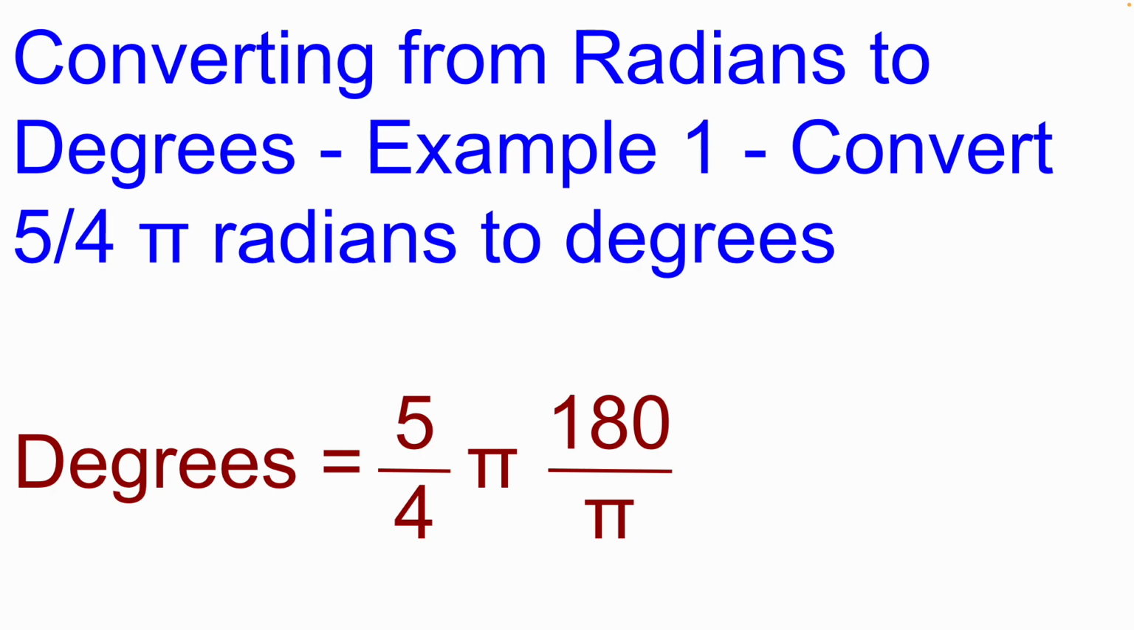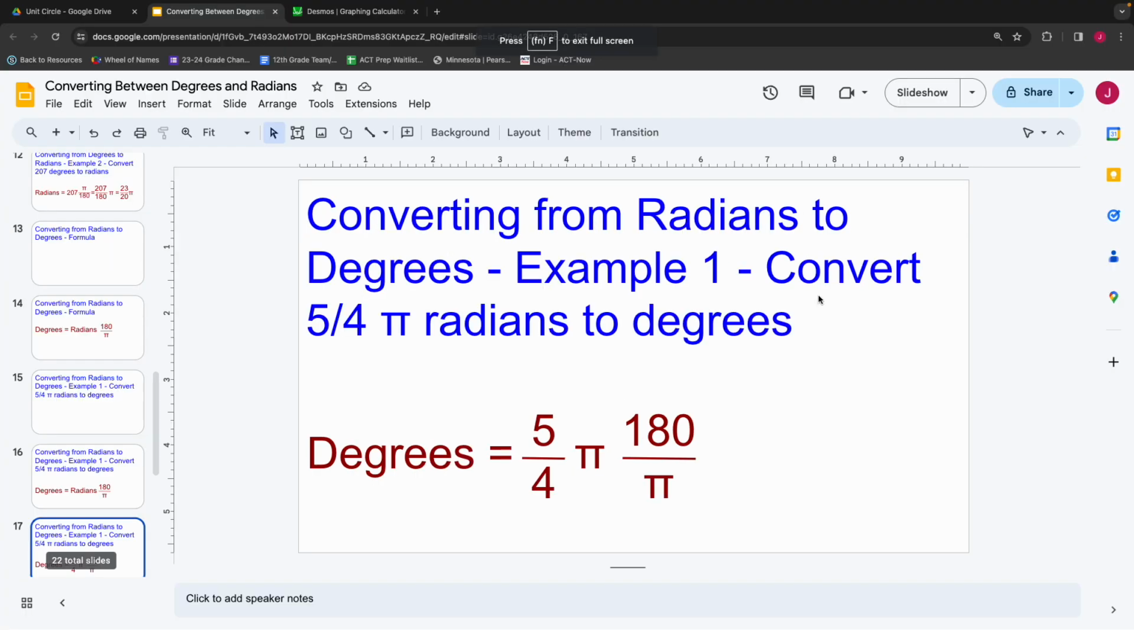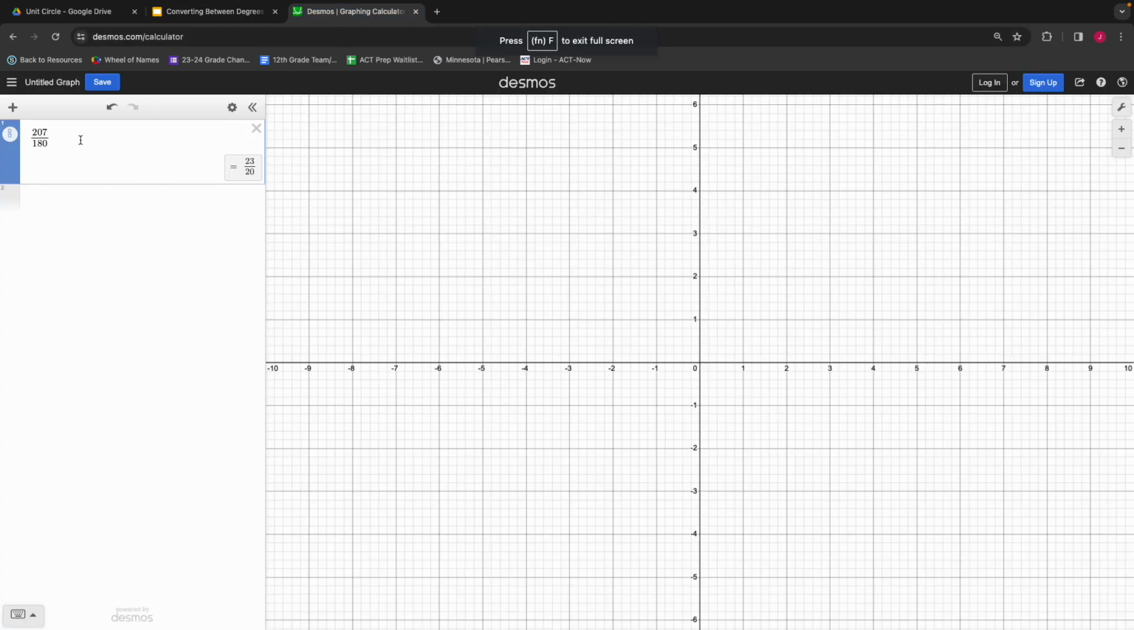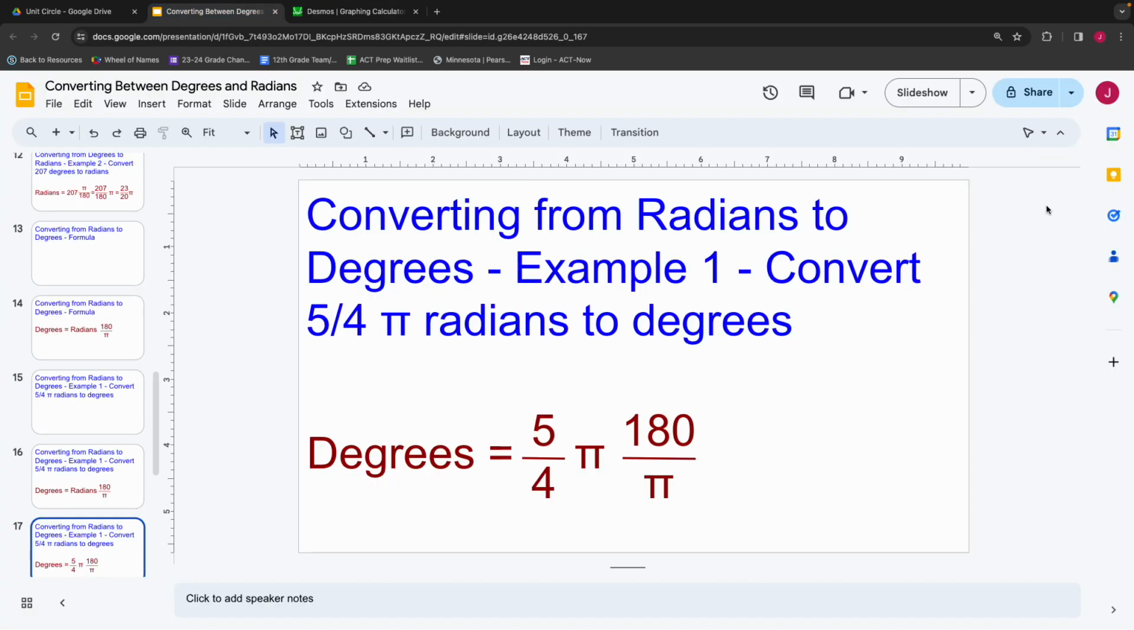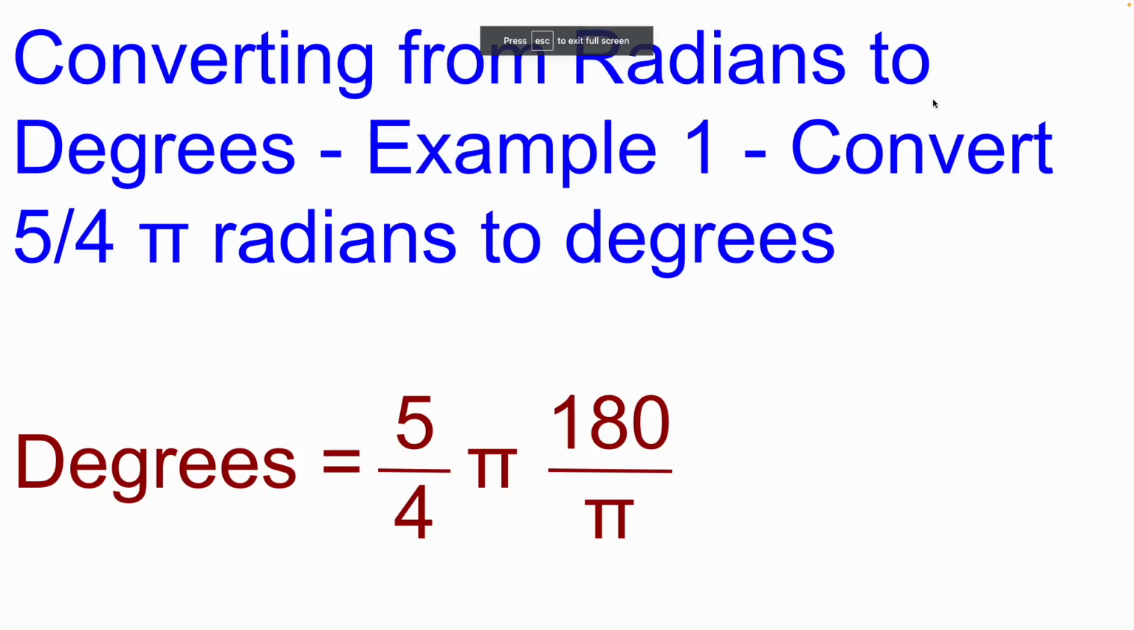So I'll put in 5/4 pi for the number of radians. Let's use Desmos to calculate this. So I'm going to type in 5/4. I'm going to use the pi button, and then I'm going to multiply that times 180 over pi, and that will convert to 225. So then that's my answer, 225.